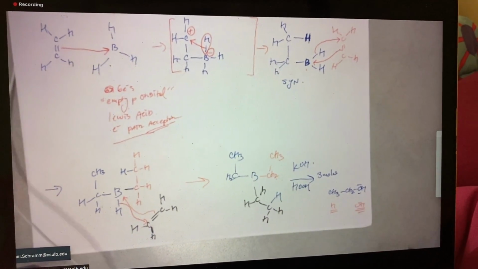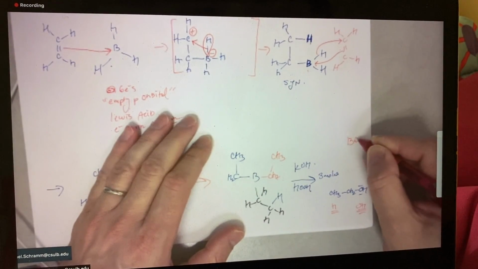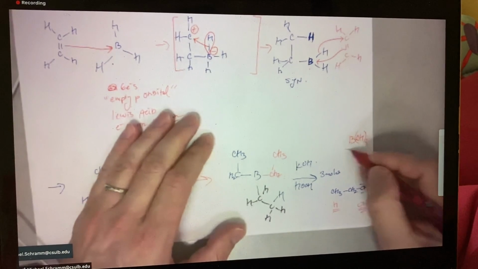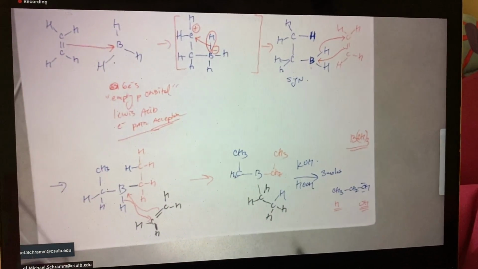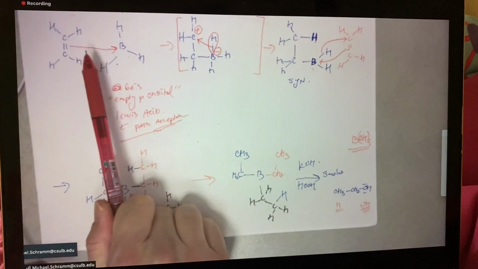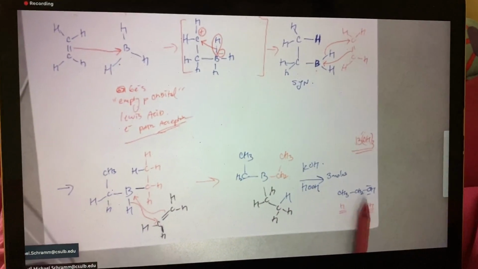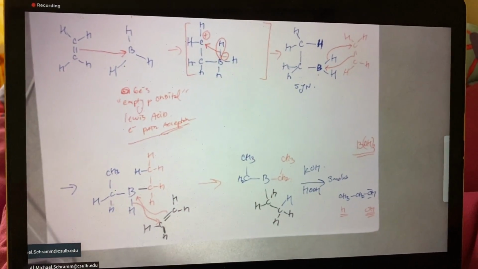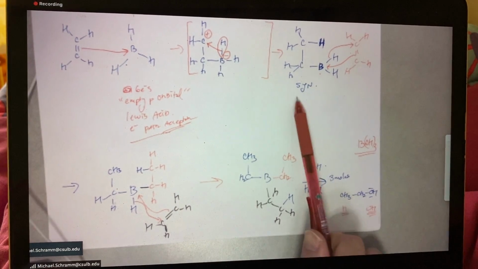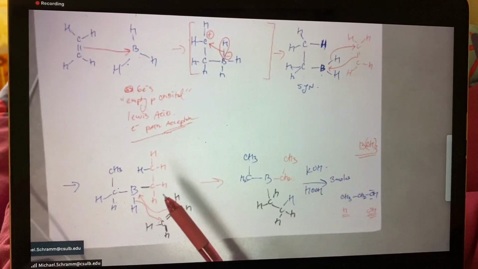So we make 3 moles of this, and we make 1 mole of B(OH)3. This particular thing is not important. The key point is we're taking alkenes and making alcohols. The process is quite different than what we've seen before. It happens by syn addition, giving cis stereochemistry.